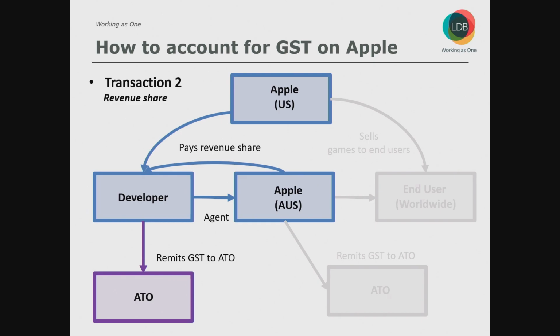The reason for this is they're two GST registered entities operating in Australia. So you've got your developer, who's a private company in Australia, and Apple Australia, who is a company listed in Australia and registered for GST. In this situation, it is the developer's responsibility to remit GST on the amount of that recipient created tax invoice, which relates to just the commission portion, not the full sales.